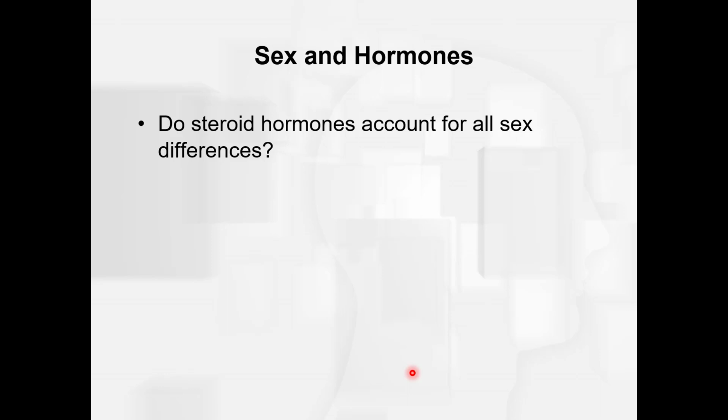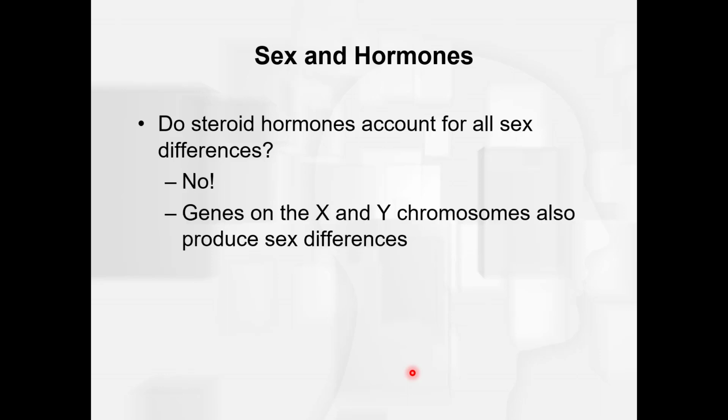But now think back, we also talked about the organization of those internal reproductive organs. Was that just hormones, or what else was involved? Yeah, chromosomes. So hormones don't account for all sex differences. The genes on both X and Y chromosomes also produce sex differences. In particular, there are 3 genes on the Y chromosome and 1 on the X chromosome that are active in certain brain areas and not active in others, that promote some of the gender differences that we see.